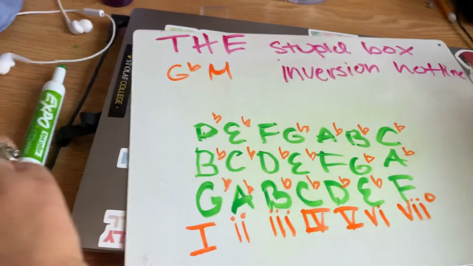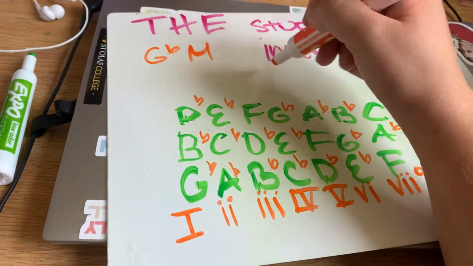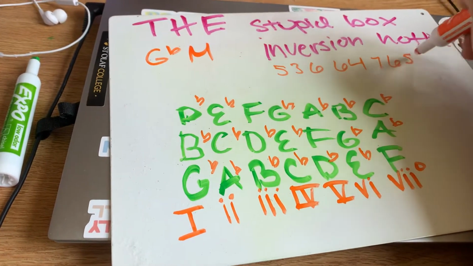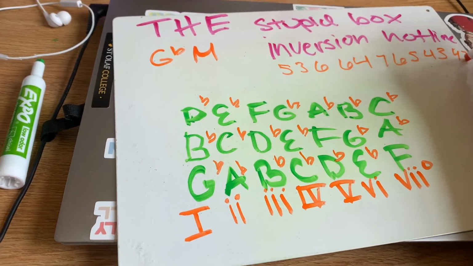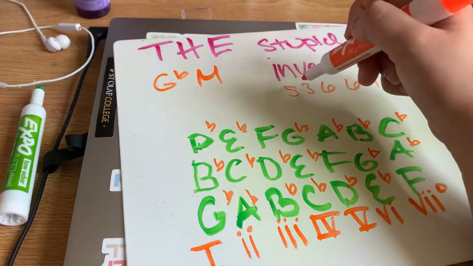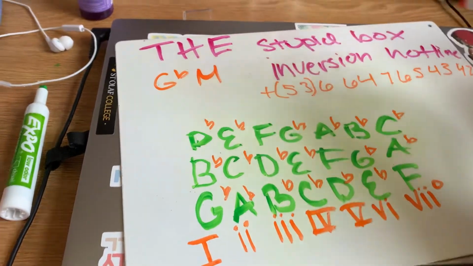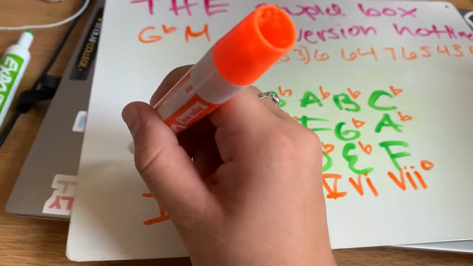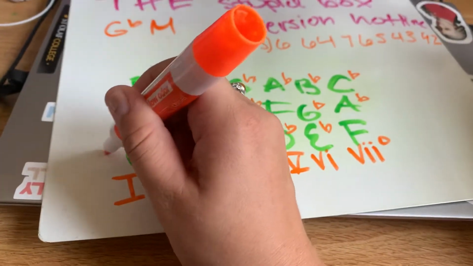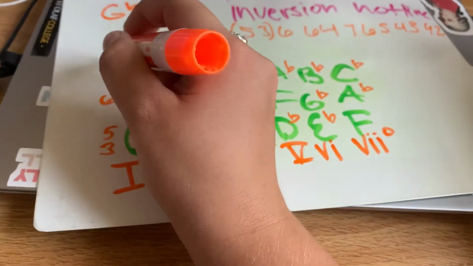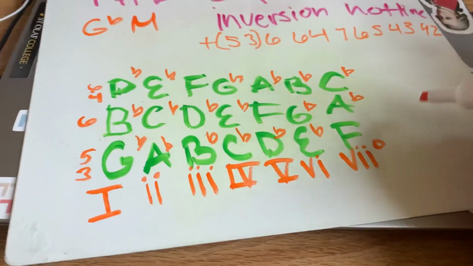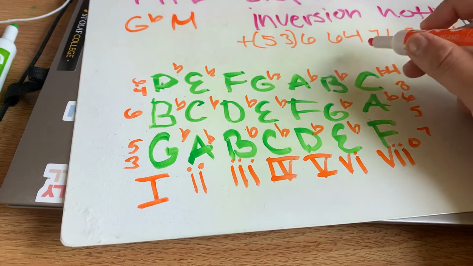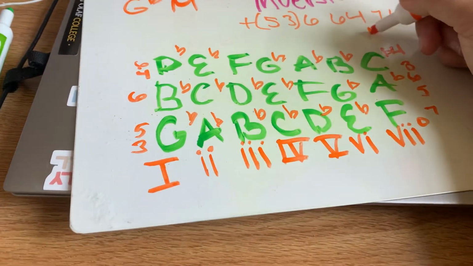So the inversion hotline is as follows. 5, 3, 6, 6, 4, 7, 6, 5, 4, 3, 4, 2. And this is just kind of in parentheses, like a plus. Okay? So now down here we're going to write in our inversion symbols, and they correlate to the inversion hotline numbers. So it's 5, 3, 6, 6, 4, 7, 6, 5, 4, 3, 4, 4, 2.